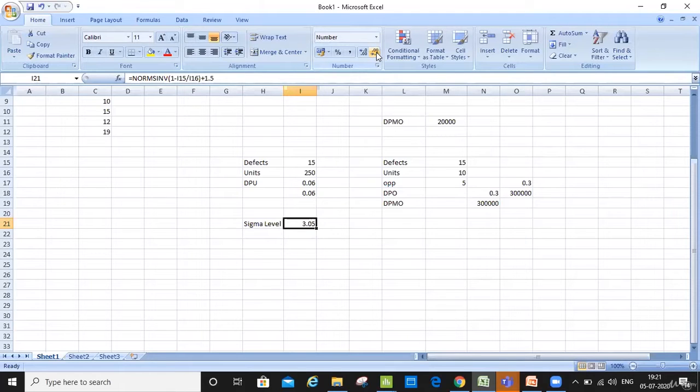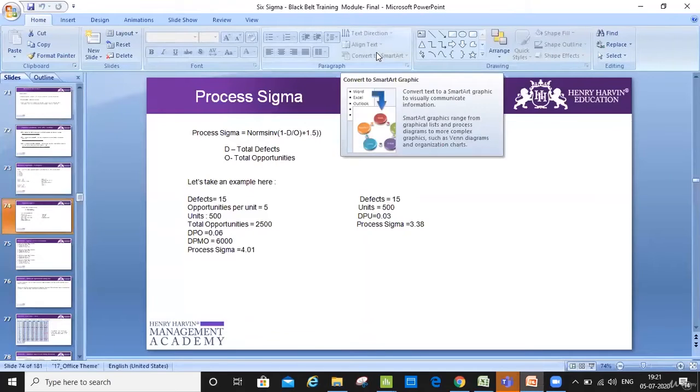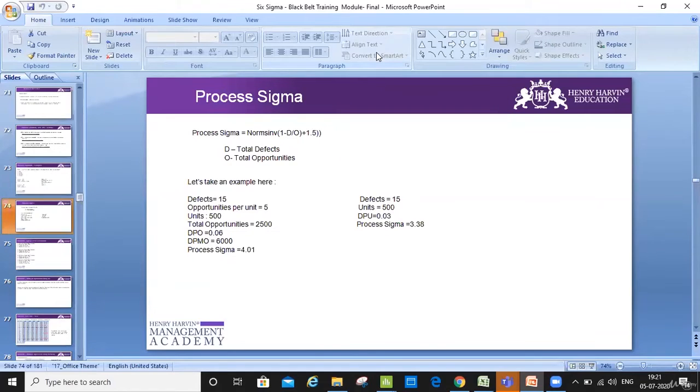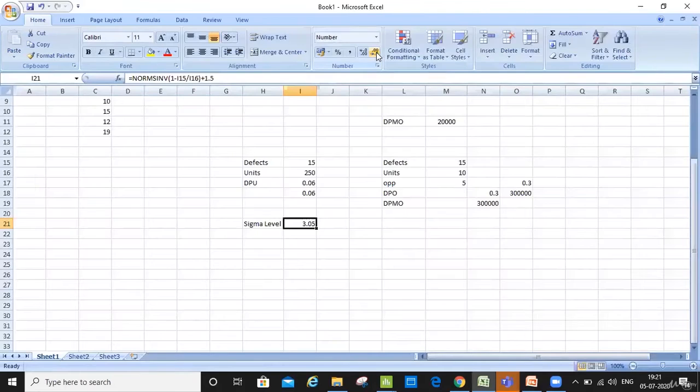Simar, is it possible for you to go back to the slide again? Here the formula says total opportunities. When we do not have that, we consider units as the opportunities. Either it's total opportunities or total units, it's one and the same thing. When we considered DPU, I didn't have total opportunities. If I have 10 units and no opportunity count, I consider 10 as total opportunities, because there is only one opportunity. So in this case, the sigma level is 3.05.